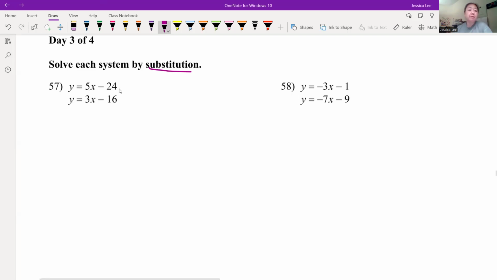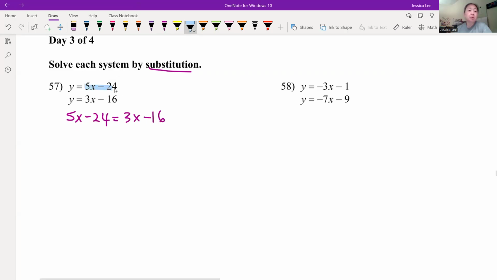Since both, like the 5x minus 24 is equal to y, like they're both, this is equal to y, but so is 3x minus 16. Since they're both equal to y, we're just going to substitute it in. So since they're both equal to y, what do we know? That 5x minus 24 is equal to 3x minus 16. So I'm going to write 5x minus 24 is equal to 3x minus 16.